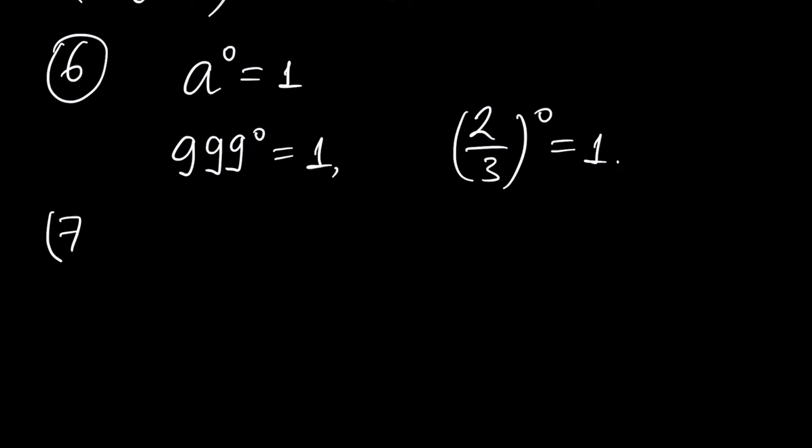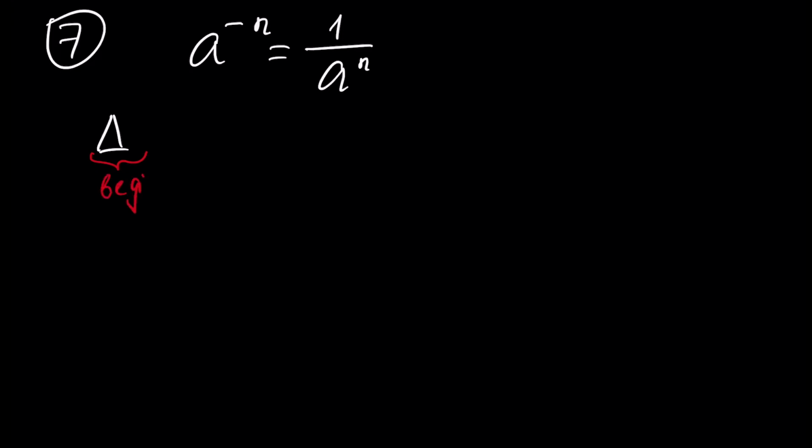Next law, law number 7, is a to the power minus n is equal to 1 divided by a to the power n. This actually can be shown. Let's prove it. And we will use previous laws in this case. This symbol means we begin the proof of this result.